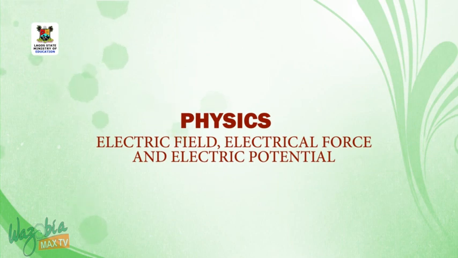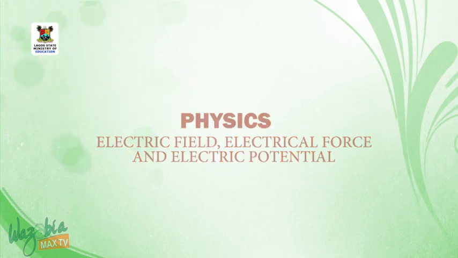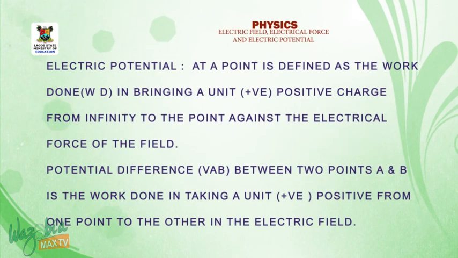Welcome back. Electric potential. Electric potential at a point is defined as the work done in bringing a unit positive charge from infinity to the point against the electrical force of the field. I repeat, electric potential is defined as the work done in bringing a unit positive charge from infinity to the point against the electrical force of the field.